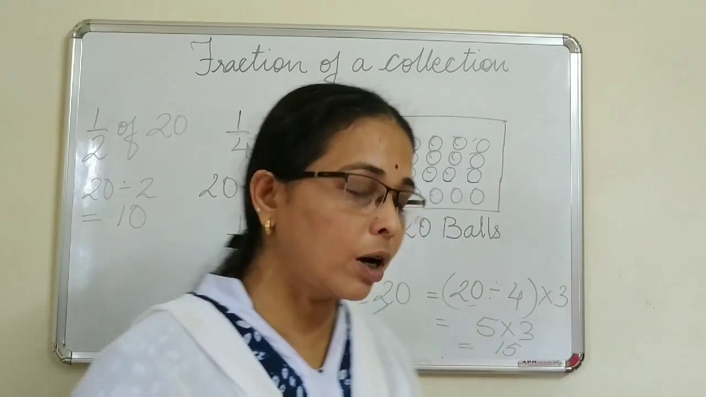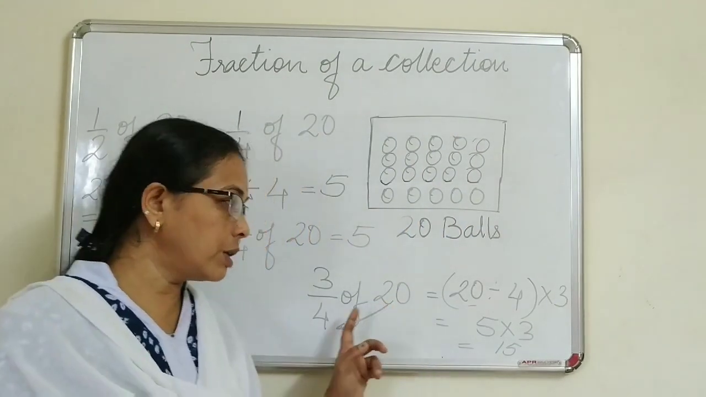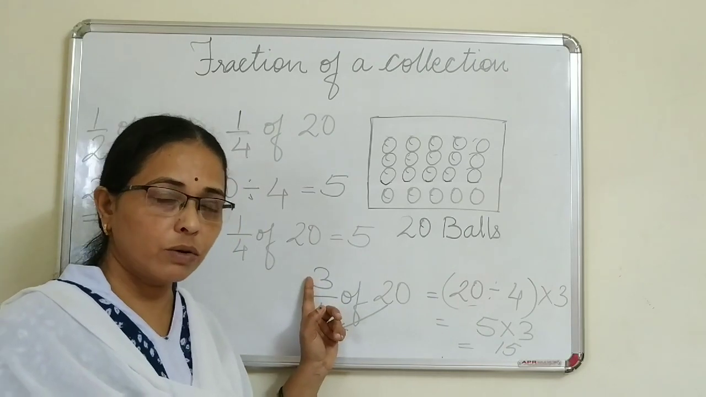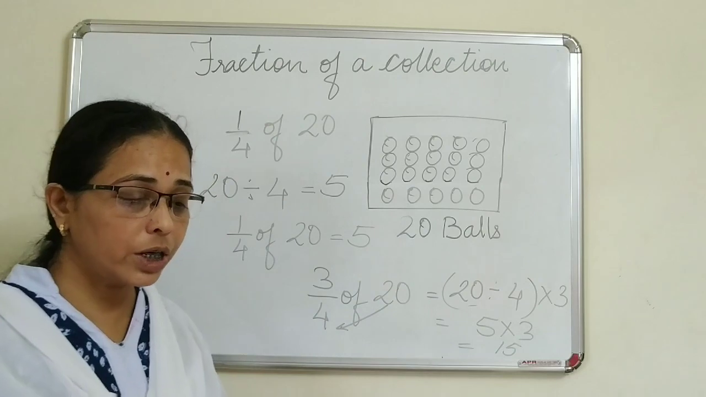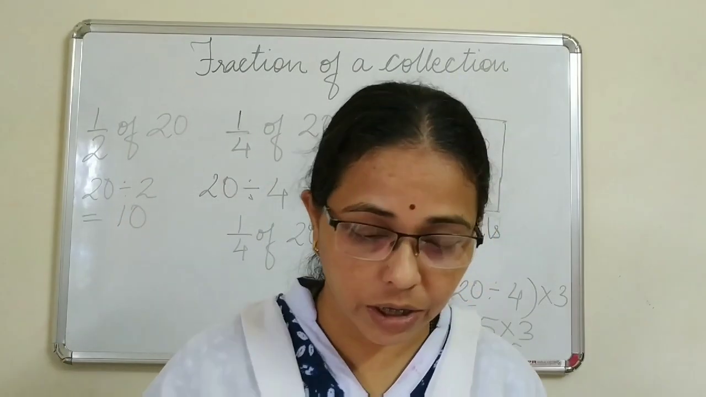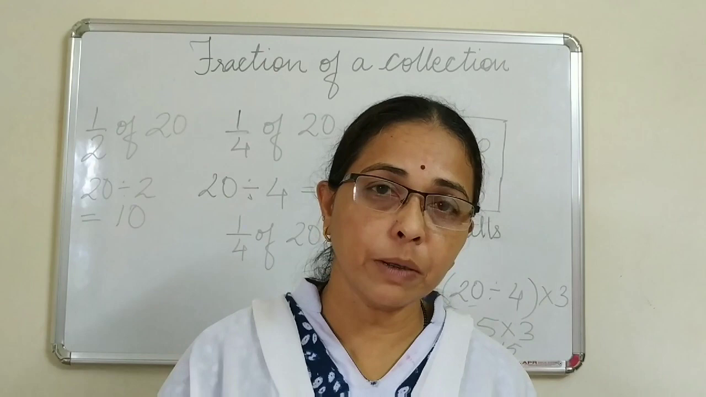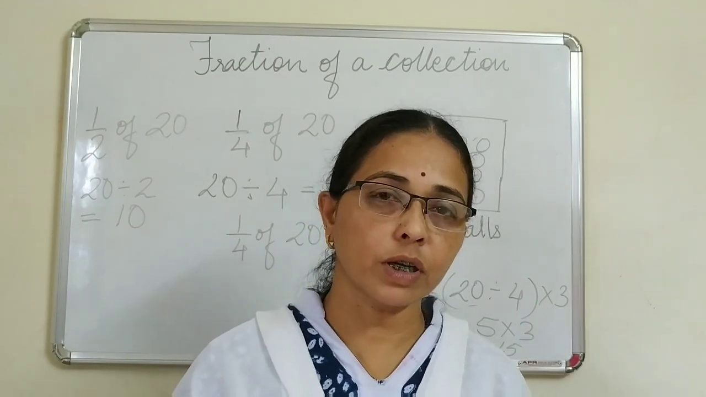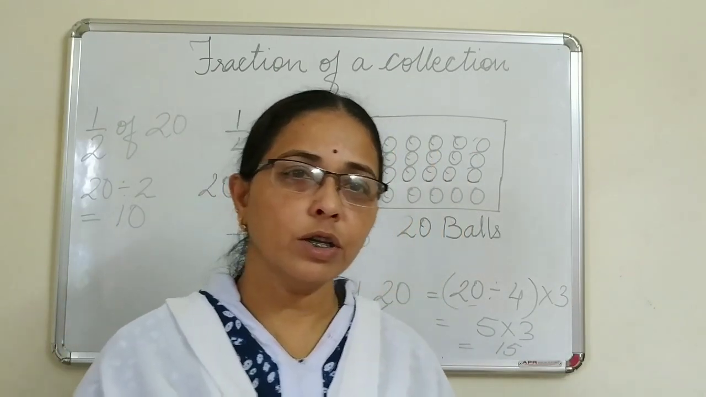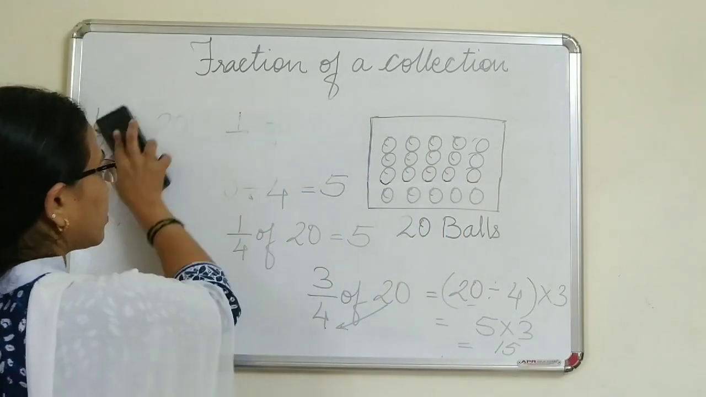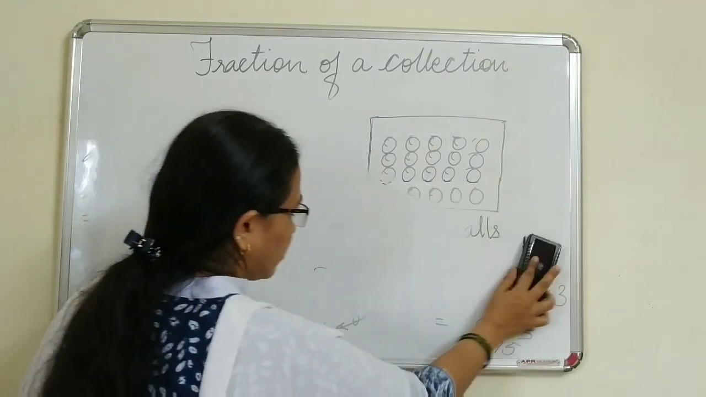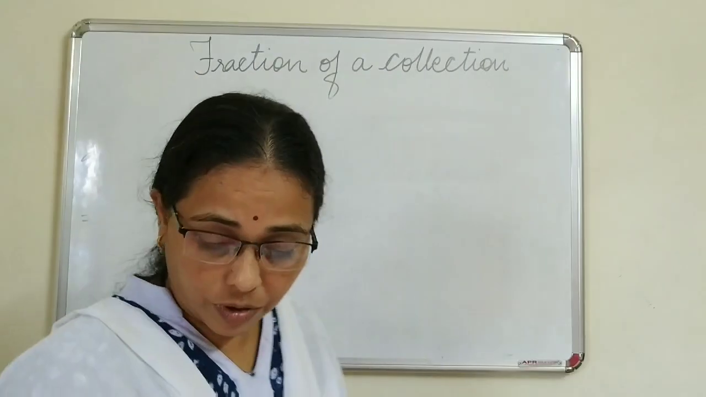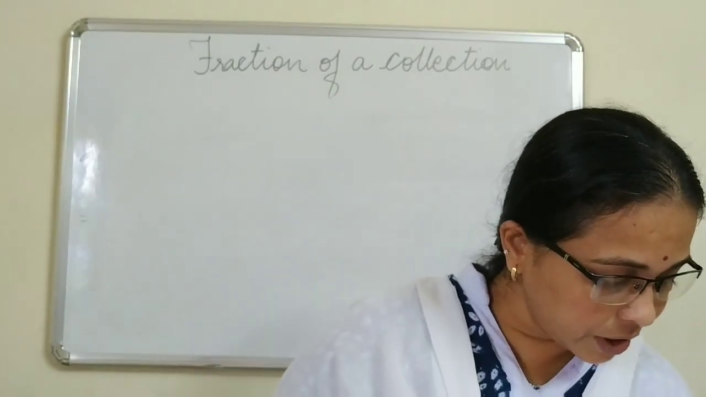Now how does this 15 come? 20 divided by 4, multiplied by 3. This way we are going to study our topic, that is, multiplication and division of the count of a collection by a fraction. Okay, so we will take one more example from your textbook.